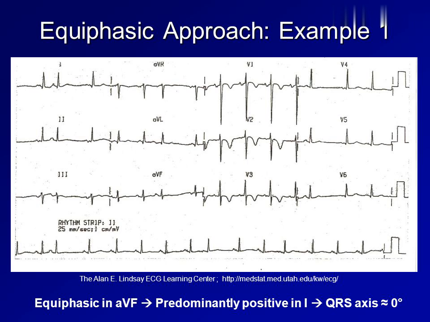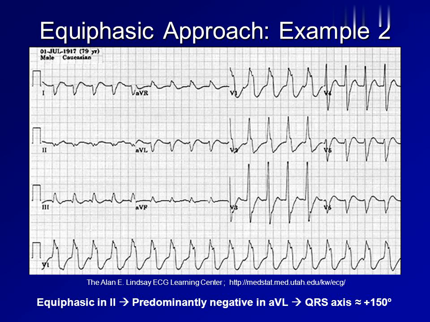Equiphasic approach, example 1. Equiphasic in aVF, predominantly positive in I, QRS axis 0 degrees. Equiphasic approach, example 2. Equiphasic in II, predominantly negative in aVL, QRS axis plus 150 degrees.